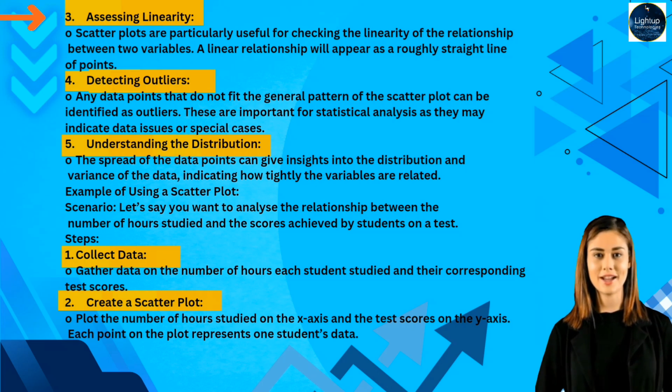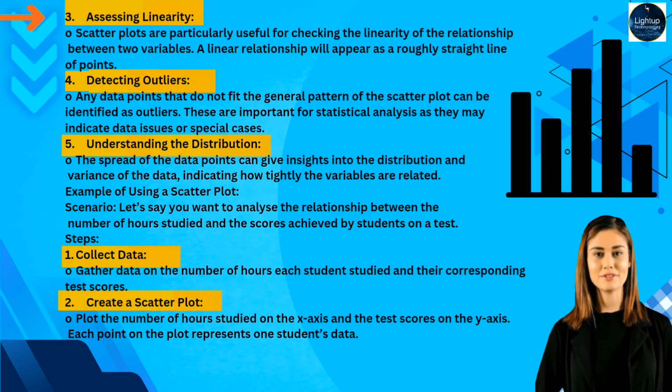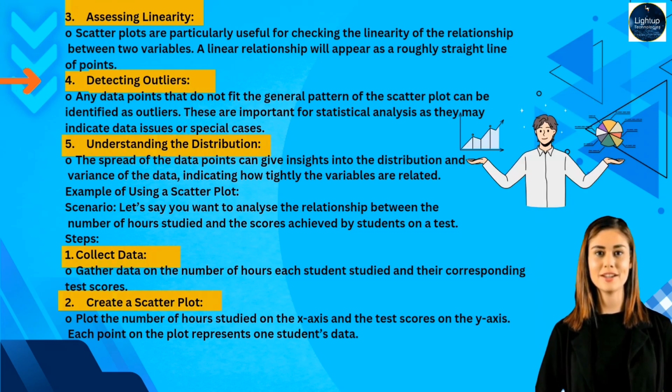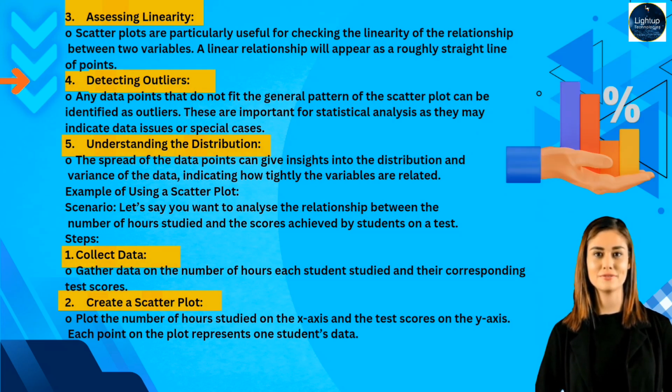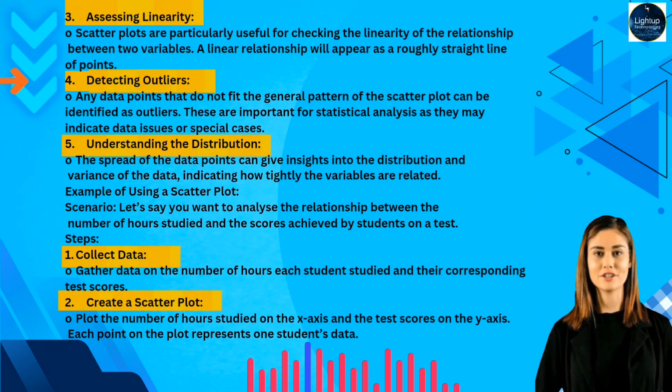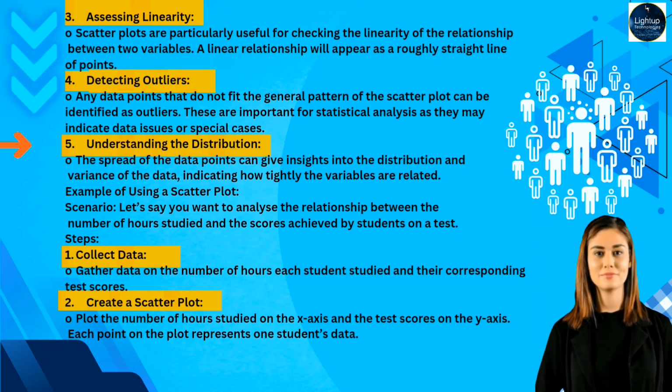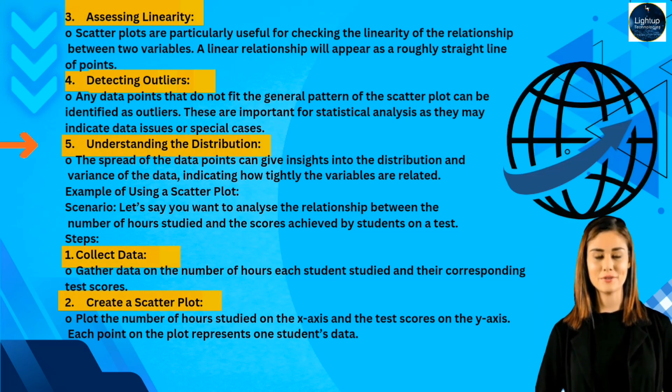3. Assessing linearity. Scatter plots are particularly useful for checking the linearity of the relationship between two variables. A linear relationship will appear as a roughly straight line of points. 4. Detecting outliers. Any data points that do not fit the general pattern of the scatter plot can be identified as outliers. These are important for statistical analysis as they may indicate data issues or special cases. 5. Understanding the distribution. The spread of the data points can give insights into the distribution and variance of the data, indicating how tightly the variables are related.